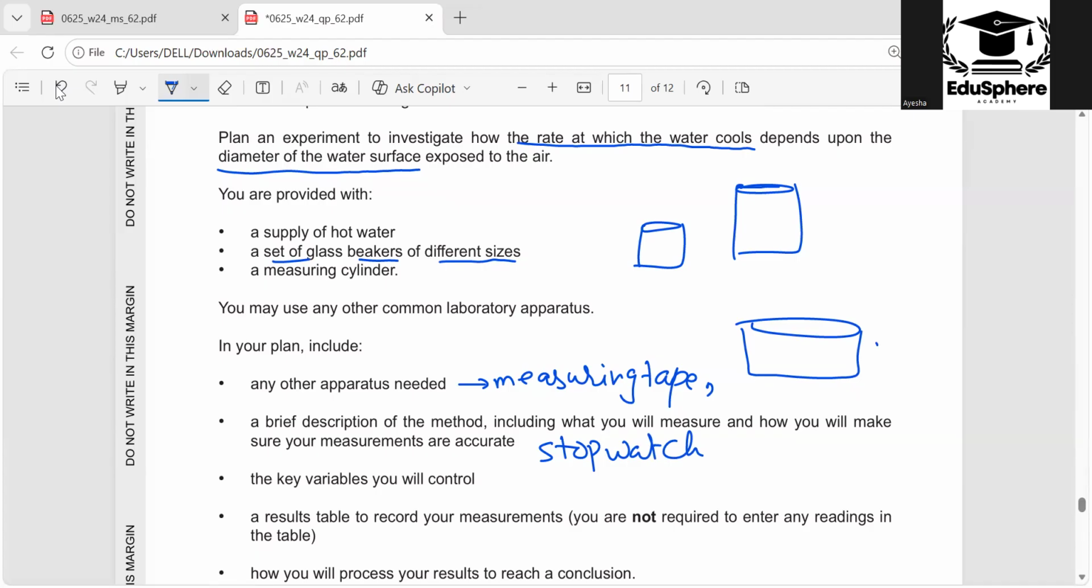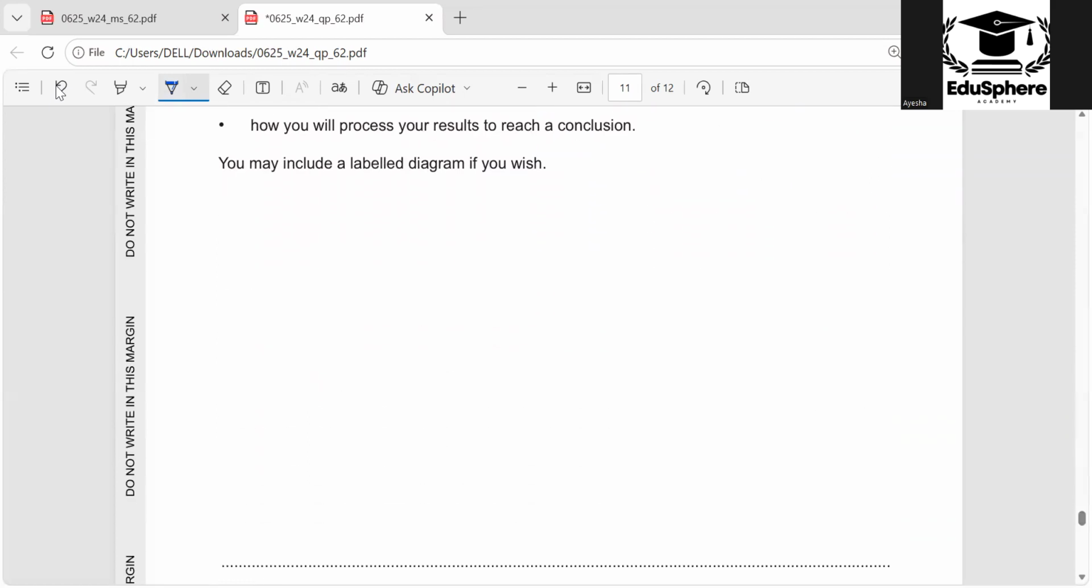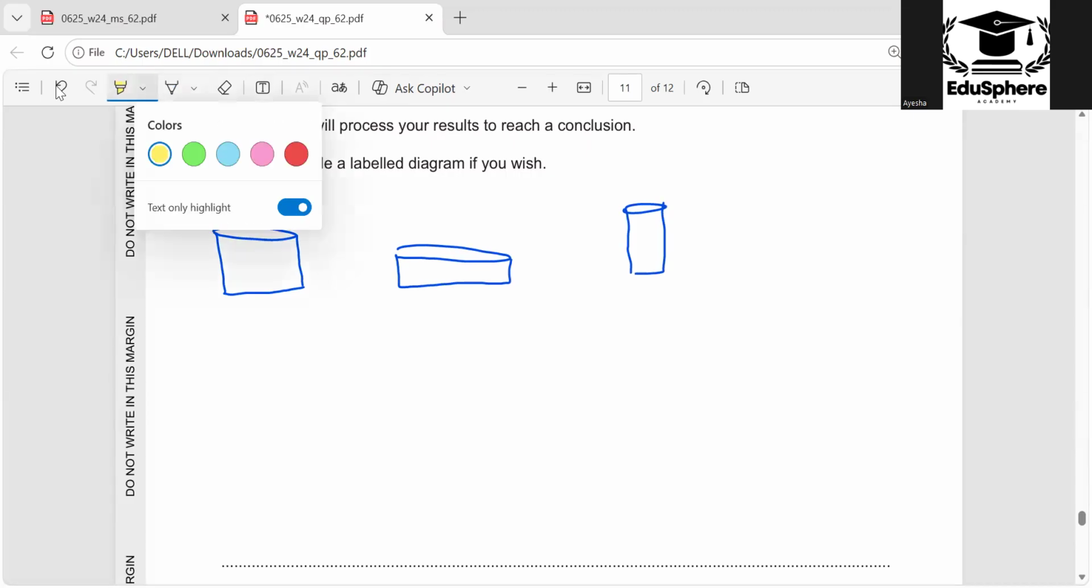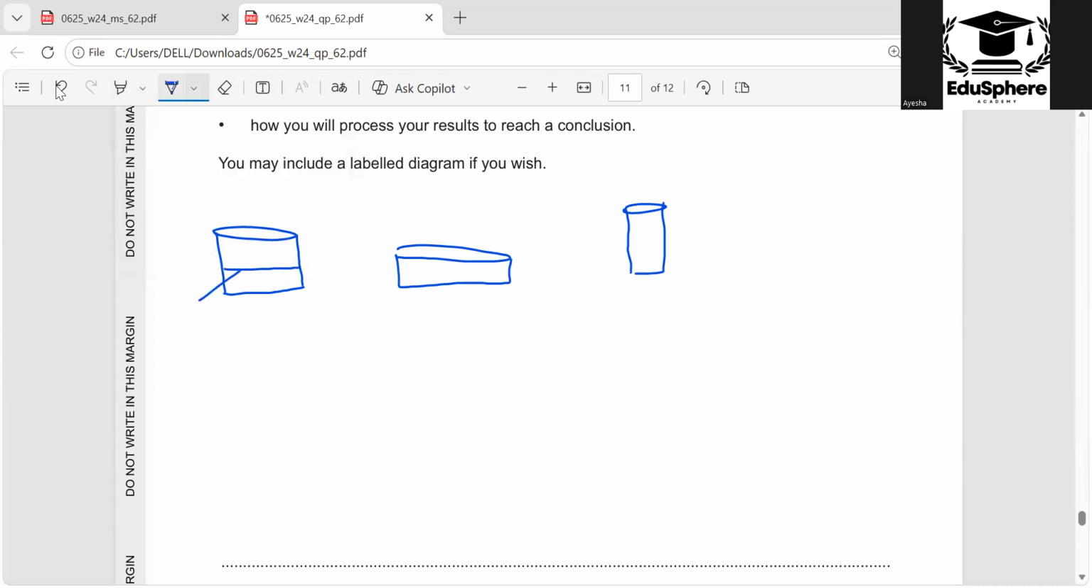The other things we need are the measuring tape, the stopwatch, and the brief description of the method, including what you will measure and how you will make sure your measurements are accurate. So the point is that these beakers should be drawn, because they say that you can include a labeled diagram if you wish. So different beakers you can draw with different diameters. Some of the beakers might have small diameters, some might have bigger diameters. You can shade the diameter to show it. Let me shade it with another color so I can tell that this much is the diameter. So this is the diameter here.